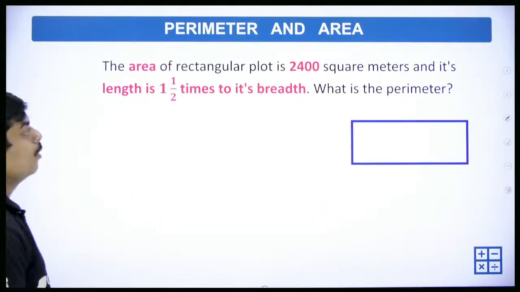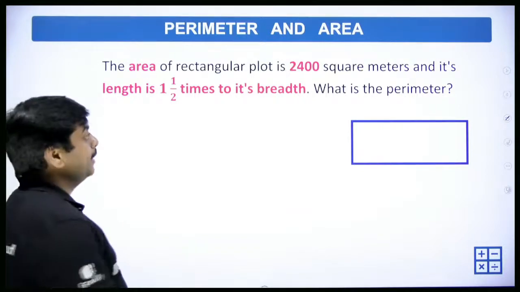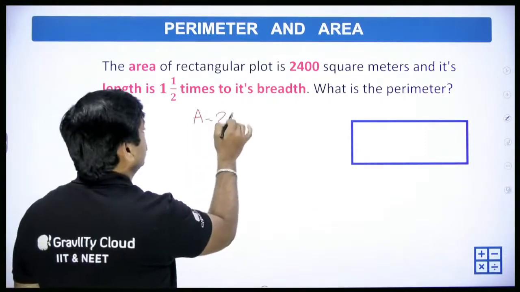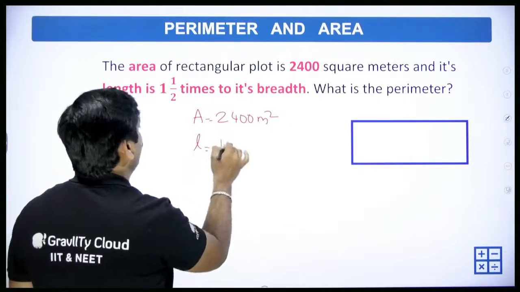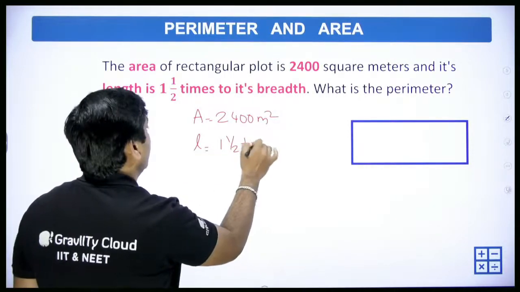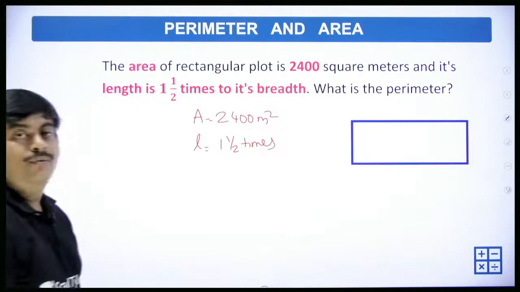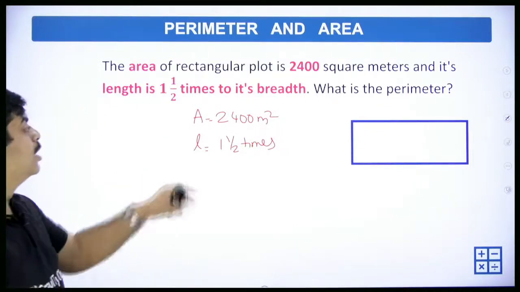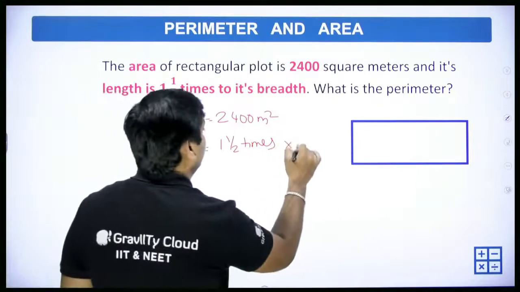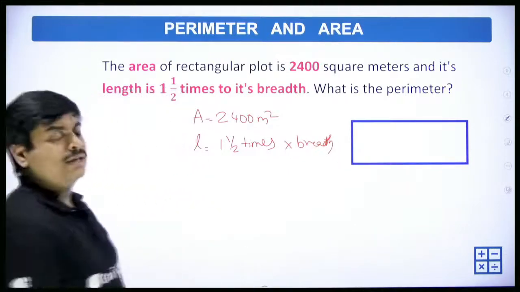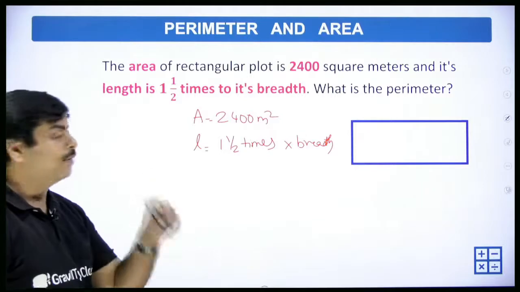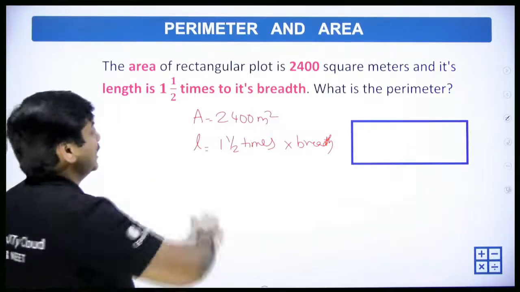The area of a rectangular plot is 2400 square meters, and its length is 1.5 times its breadth. So what is the perimeter? A very simple question. I'm not going to do this now. Okay, once again, let's try to discuss.